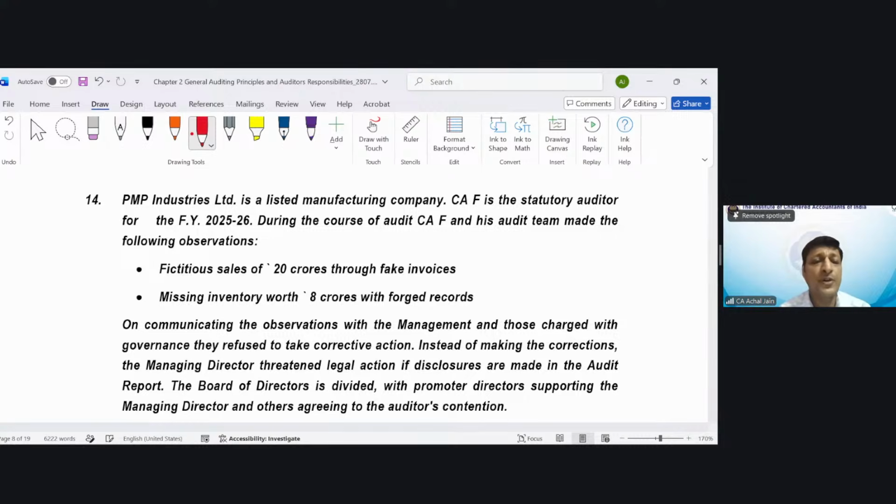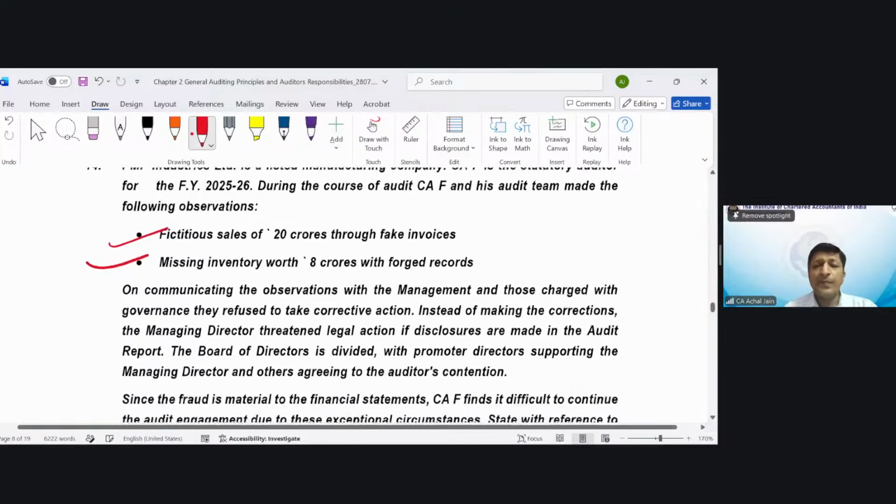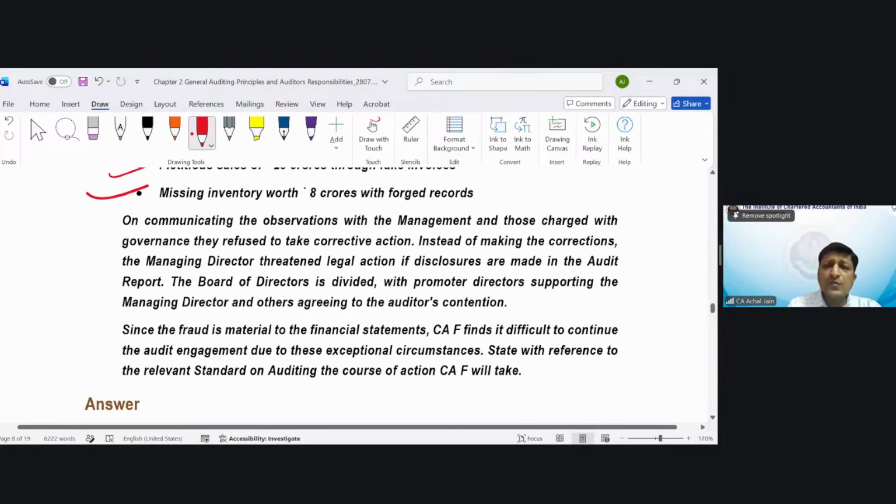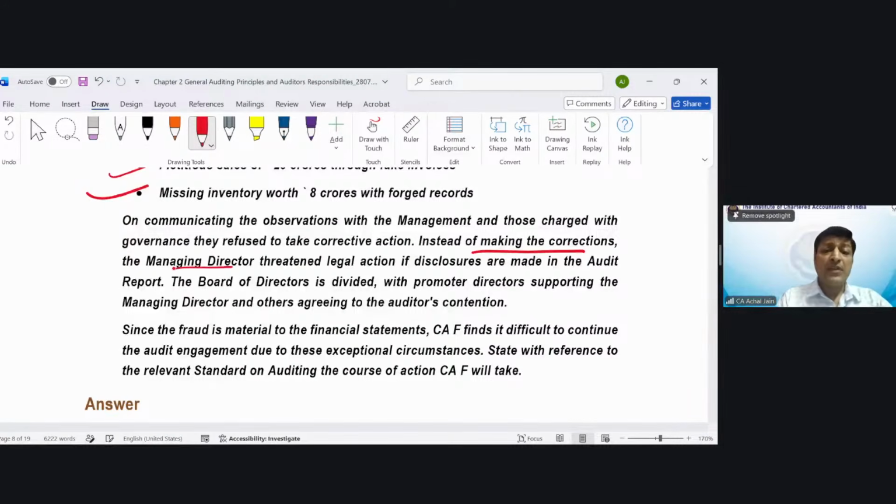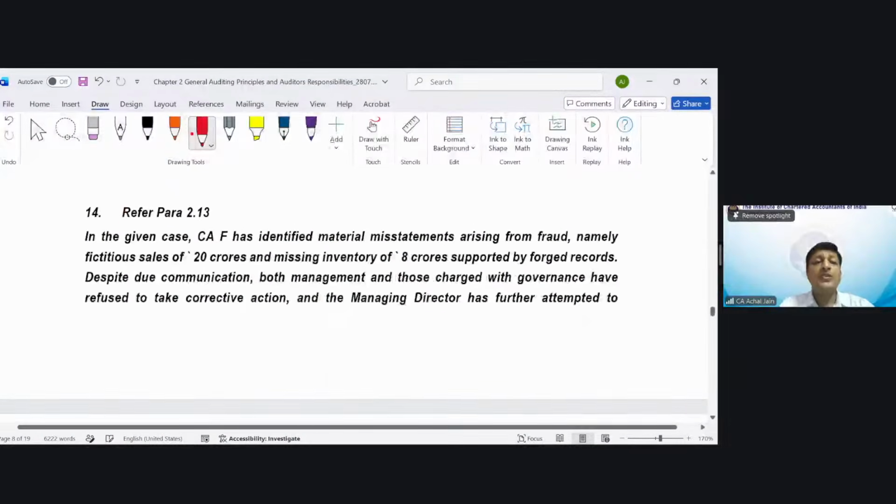CAF is the statutory auditor. During the course of the audit, CAF and his audit team made the following observations. Fictitious sales, missing inventory. Okay. Now, this was communicated to the management and TCWG. Instead of making the corrections, the MD threatened legal action if the disclosures are made in the report. Okay. Now, CAF finds it difficult to continue the audit engagement due to these exceptional circumstances. Now, what should he do?